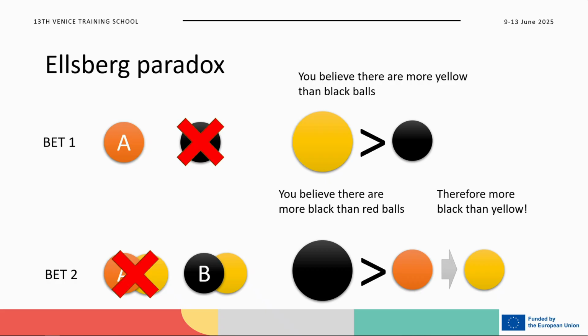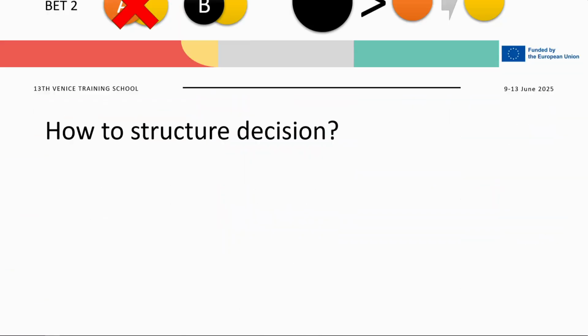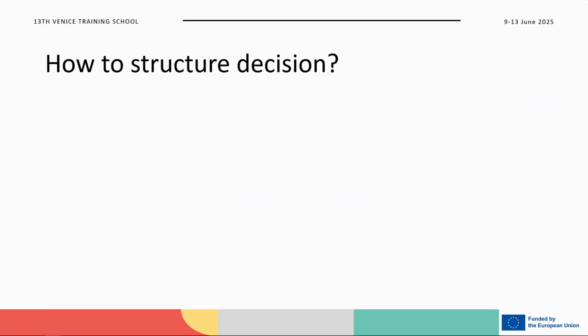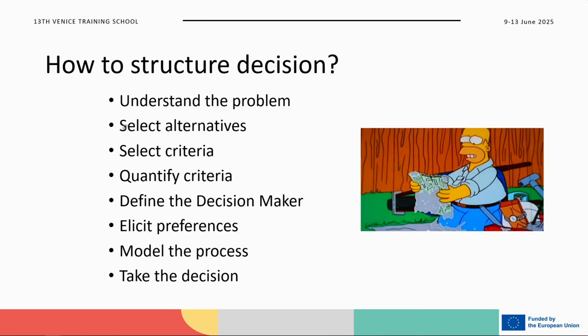So how do we structure the decision? Well, there are a series of steps we need to follow. We first understand the problem, select the alternatives, the criteria, we quantify, define decision makers, etc. Let's see these points. So let's say that Homer has a problem.